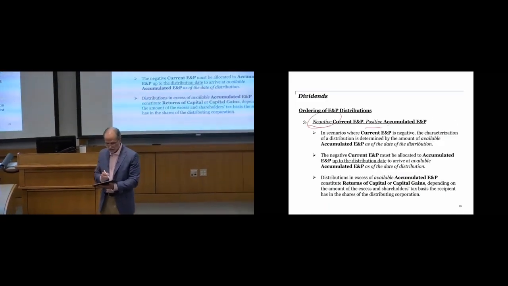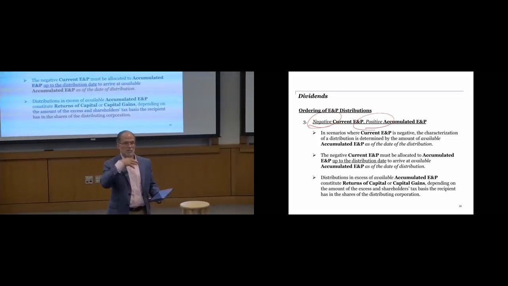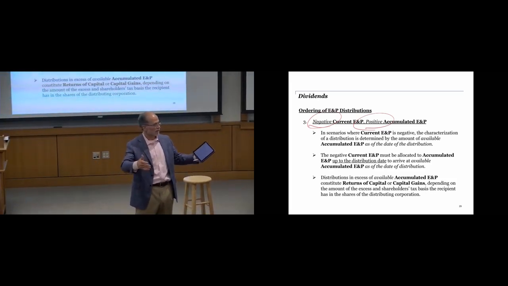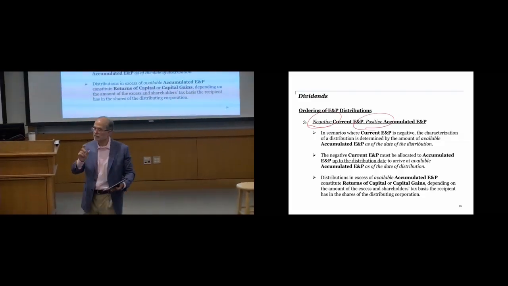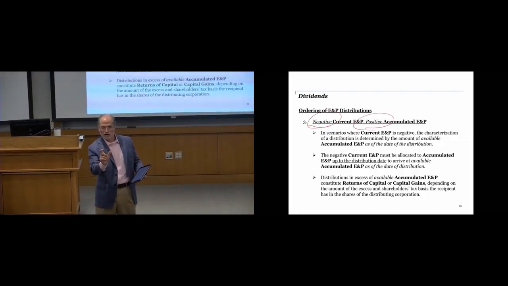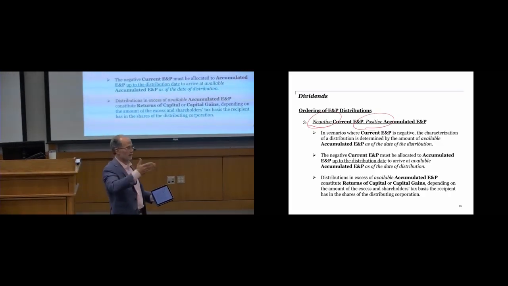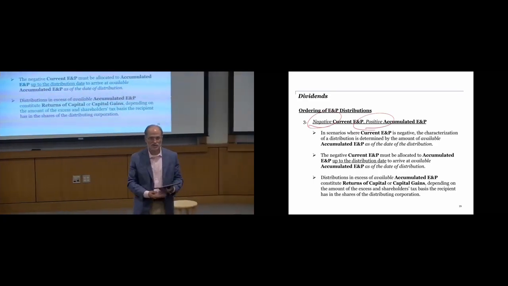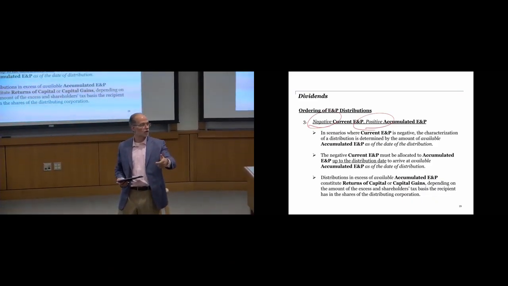And then negative current, positive accumulated. So my fact pattern of this is pandemic. I was always profitable, and then the world went crazy, and I lost money, right? Well, now I can still pay a dividend because I have accumulated E&P, but the trick here is I have to prorate the current loss to the date of the distributions. I have to get to the real E&P balance when I make the distribution. So I've got to prorate the current year loss against the accumulated E&P to tell me how much is really left at the date of the distribution.